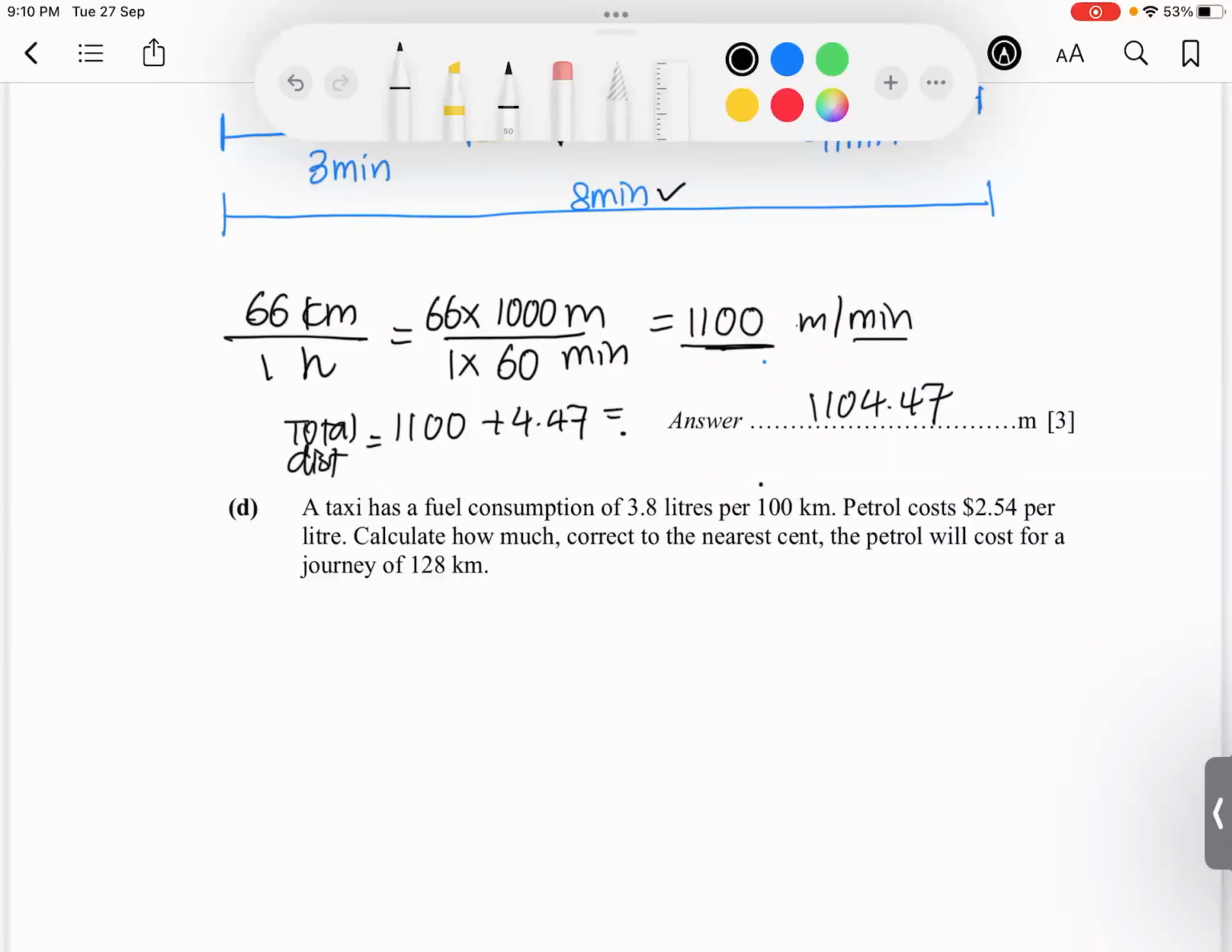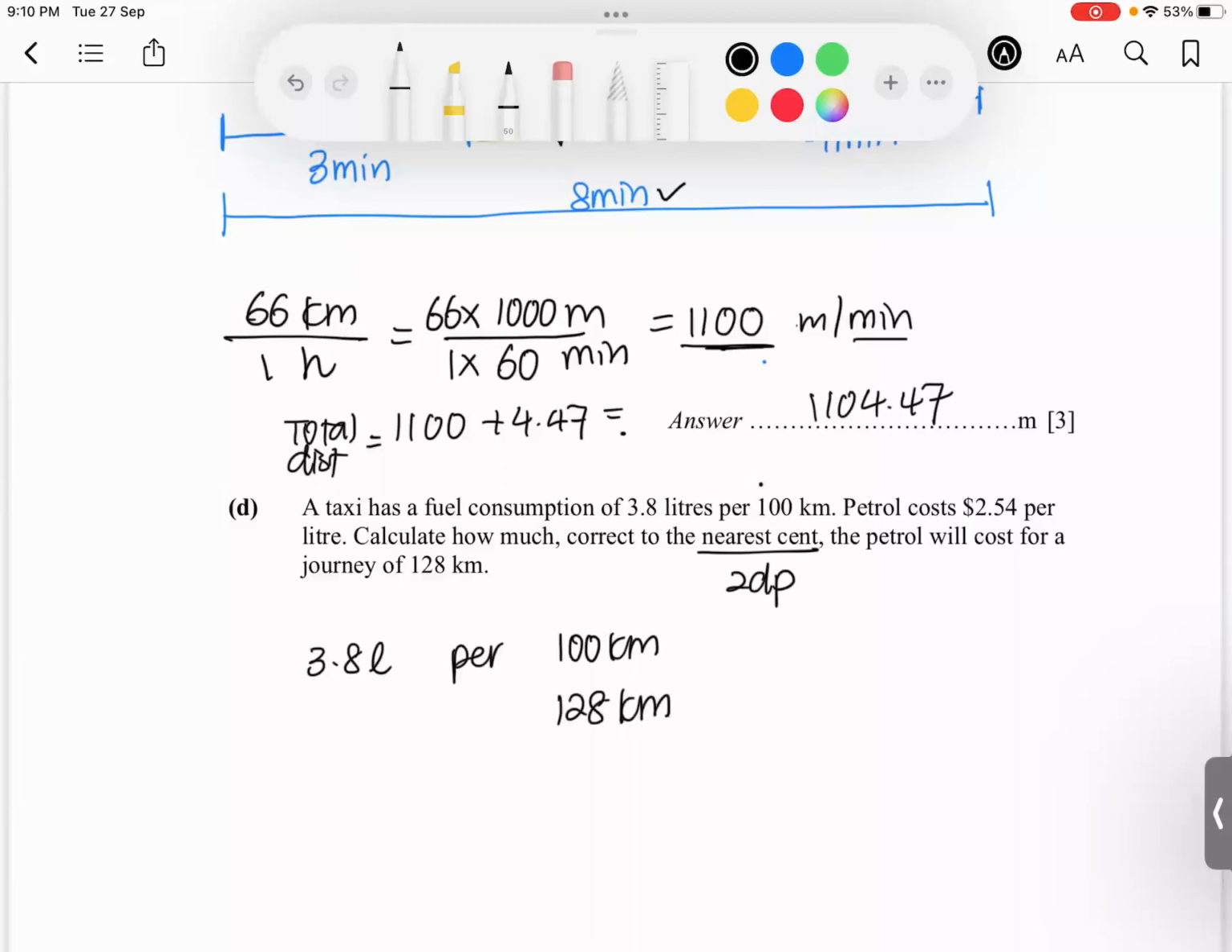Okay, last part of the question. A taxi has a fuel consumption of 3.8 liters per 100 kilometers, right? And then the petrol costs $2.54 per liter. Calculate correct to the nearest cent. Nearest cent means 2 dp. The petrol will cost for a journey of 128 kilometers.